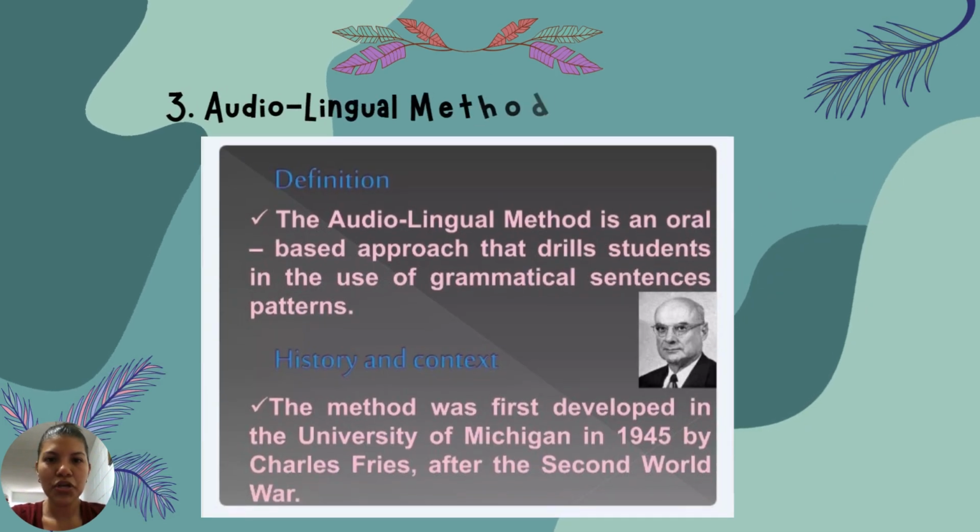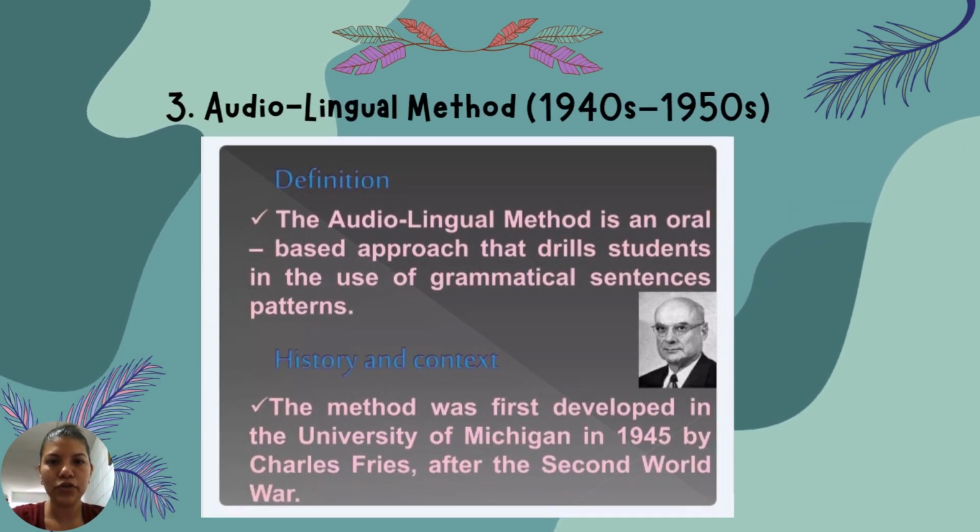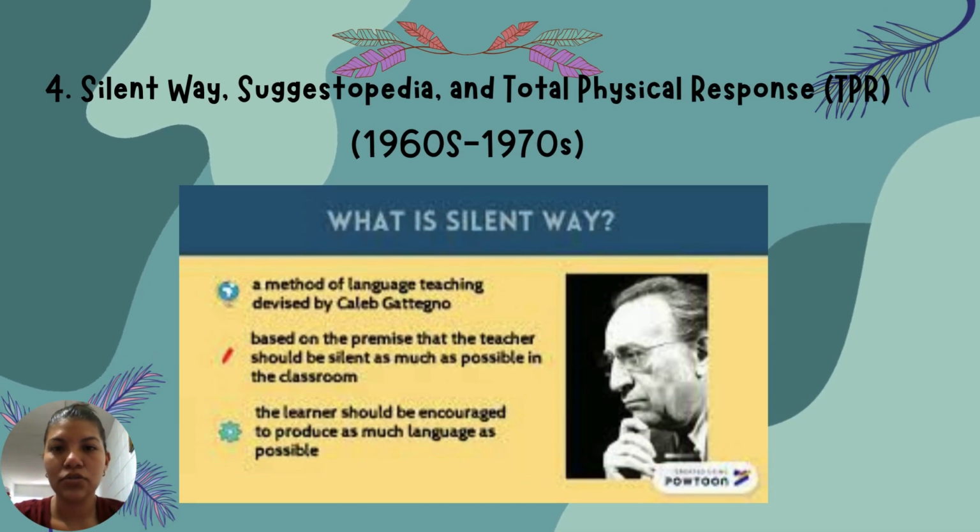Number 3. Audiolingual method. 1940s and 1950s. Developed during World War II, this method used drills and repetition to teach language through habit formation influenced by behavioristic psychology. Number 4. Silent Way, Suggestopedia and Total Physical Response (TPR). 1960s, 1970s. These alternative methods focus on student autonomy, relaxation, and using physical responses for learning.